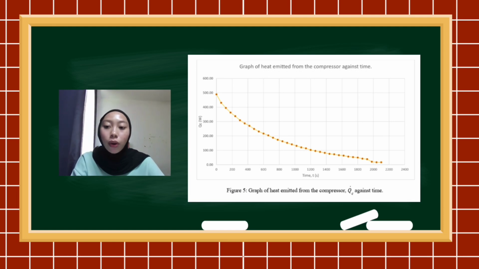It reduces from 489.07 watts at the start to 216.8 watts at 600 seconds and eventually drops significantly to only 17.2 watts at 2100 seconds. This trend occurs because at the beginning, there is a large temperature difference between the compressor and the surroundings, causing high heat loss. As the system heats up, this temperature difference decreases, leading to reduced heat transfer to the surroundings.